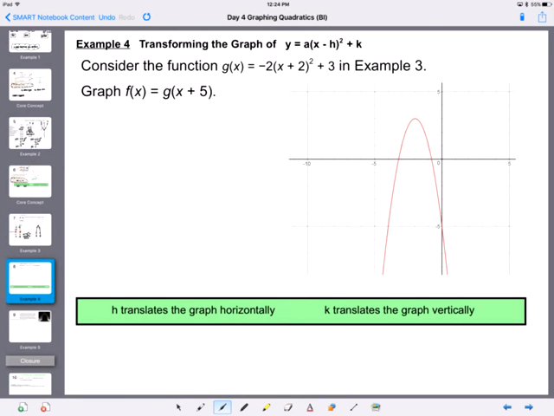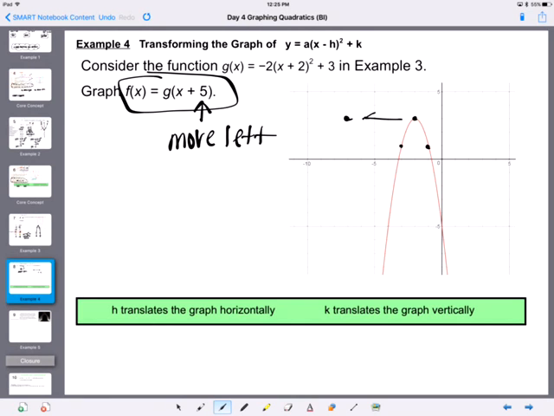The last one we want to look at is when we have the function g of x is equal to -2 times the quantity of x plus 2 squared plus 3, like we did in example 3. What happens if we move that function 5 units? So you can see that the 5 is inside your parentheses, so it's going to move our graph left. So if we shift our graph, we can just pick some points that are on our parabola, and we want to move all of them 5 units to the left.